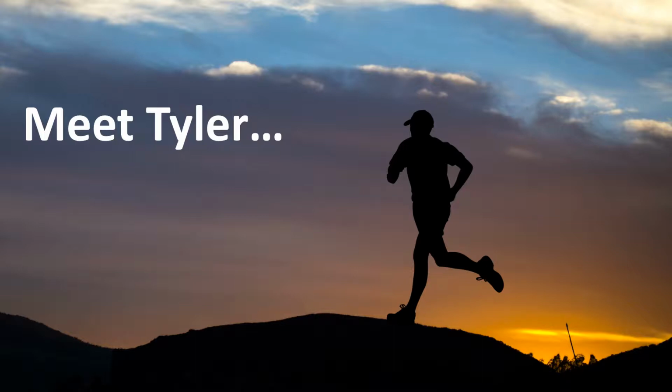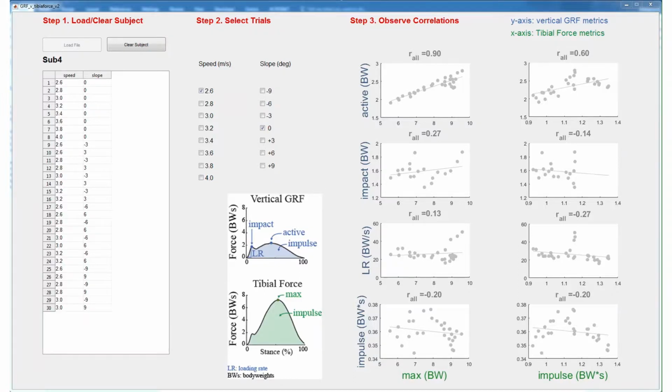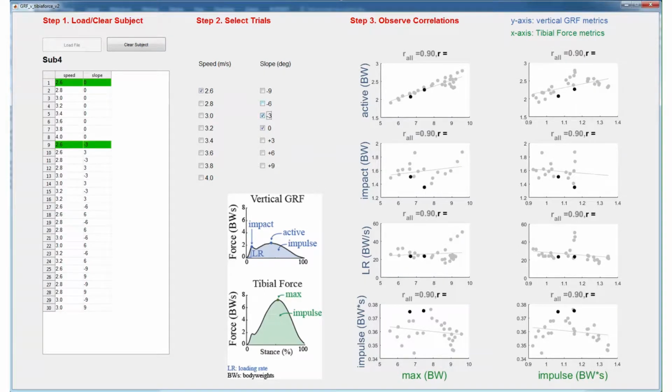In this video, I'm going to talk about Tyler, who we will represent with subject 4. Tyler lives in an area where he encounters many slope changes during his run. First, I'm going to highlight a subset of conditions that covers the level ground and downhill portion of his run.